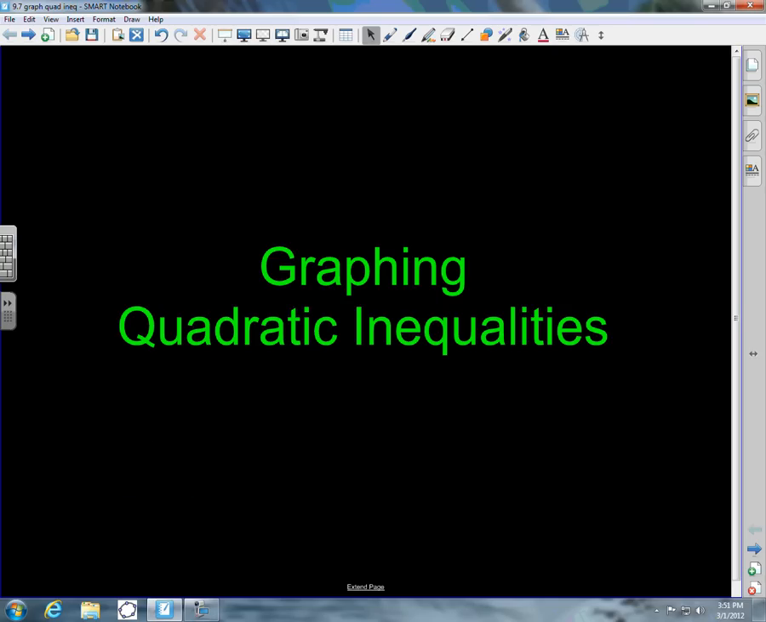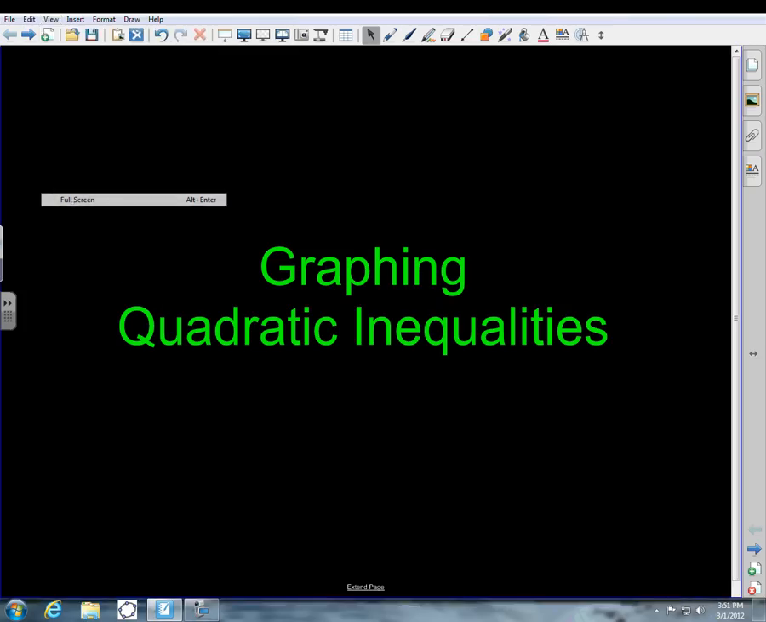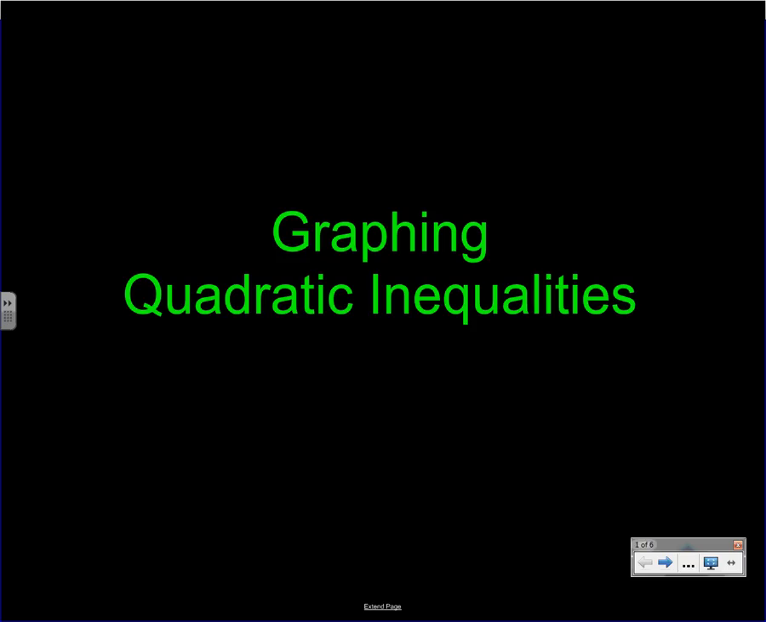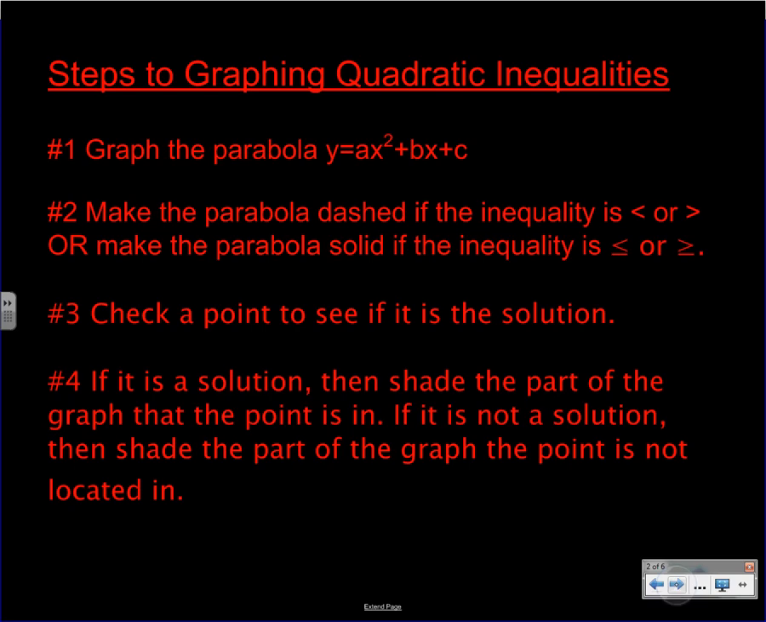Okie dokie, we're going to get started here on graphing quadratic inequalities. In graphing quadratic inequalities, we are going to use a lot of concepts that you have used in the past. I don't think this is anything new. I'm just showing you how to put together a lot of the concepts that you already know how to do, and you're putting them together in graphing quadratic inequalities.